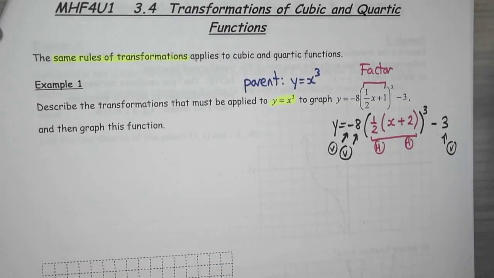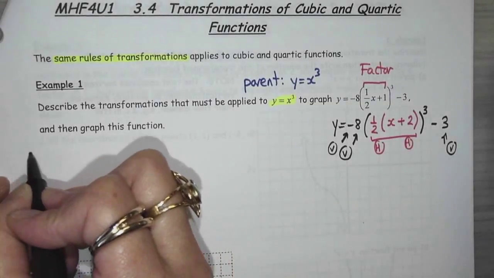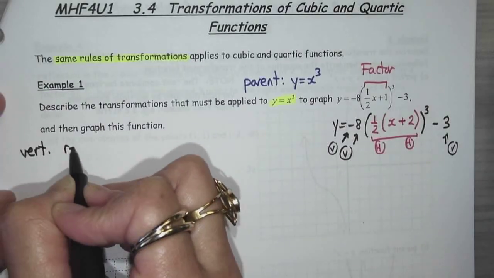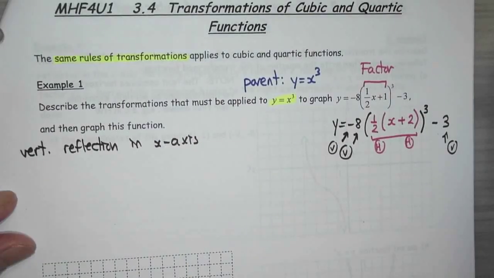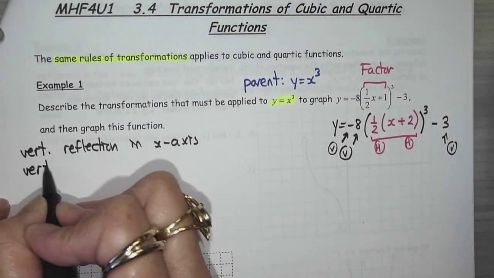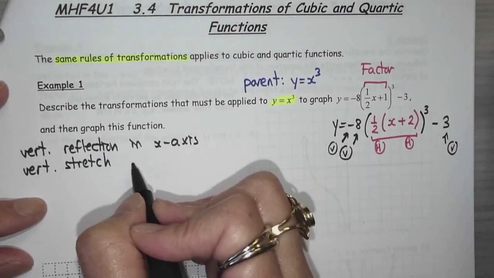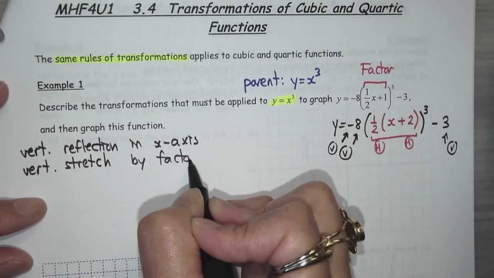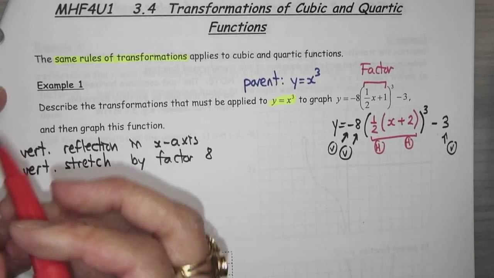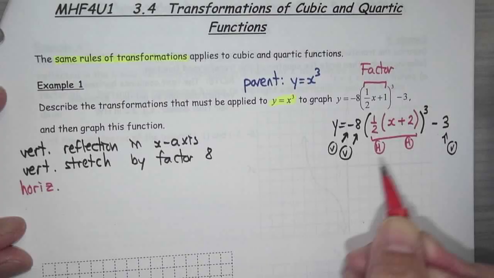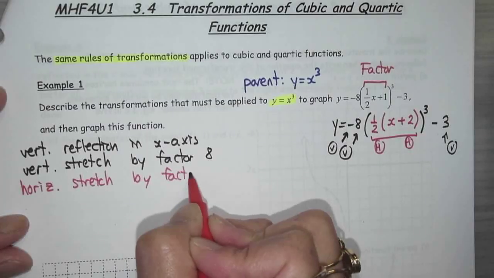All right, so then let's do this, and we're going to list it. I like to list it in order, as you're going left to right, and I always keep the translations last. So this will be vertical reflection in the x-axis. This will also be a vertical, and this will be a stretch by a factor of 8. Then I'm moving to the 2 horizontals here. So this will be a horizontal, and that'll be a stretch, and it's by a factor of 2.